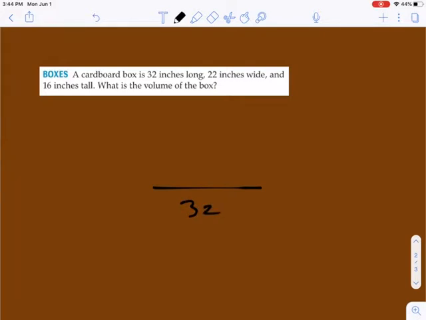So if that's 32, 22 would be about like that. And then 16 would be half of 32, so that'd be about, maybe that. And then just fill it in. All right. So here's my cardboard box. And what is the volume of the box?